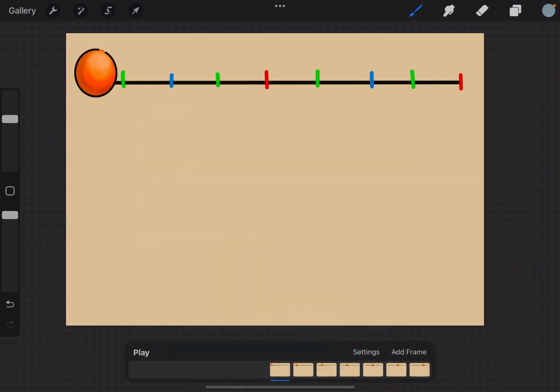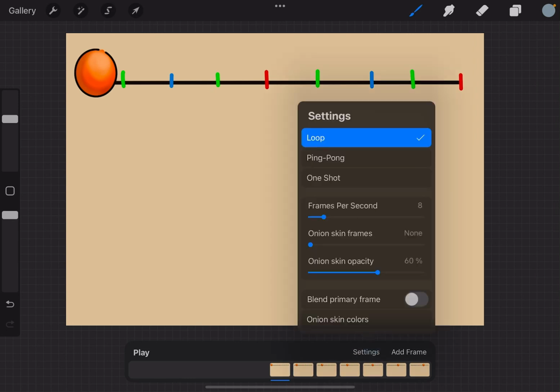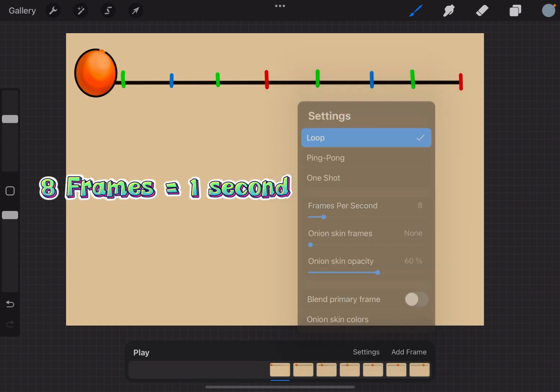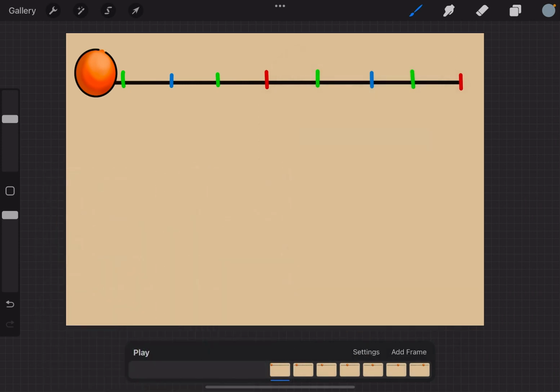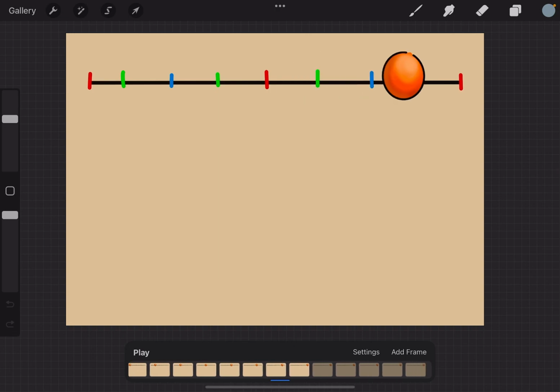So if we have a timeline here, and each one of these smaller lines represents a frame of animation, it will take our animation 8 frames to get across the screen. For this example, we're working at 8 frames per second, so it's going to take 1 second for the ball to travel from screen left to screen right.